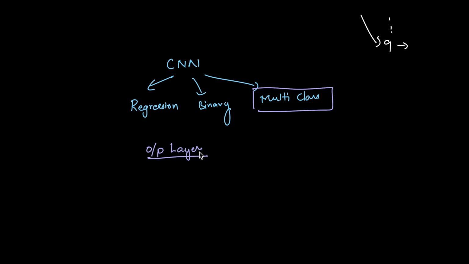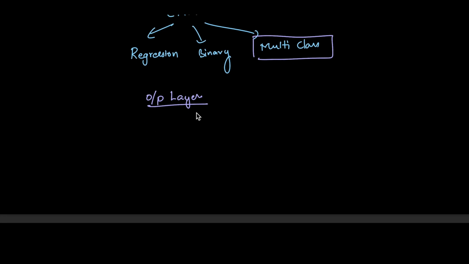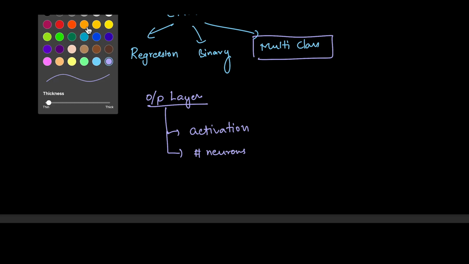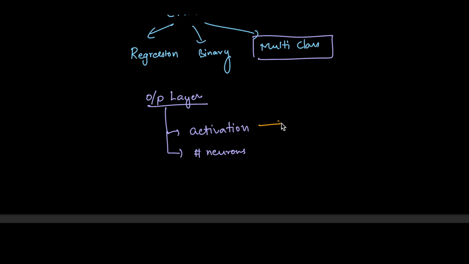And what are the changes that we'll be making in the output layer? First one is the activation function that will be changing. And the other thing that will be changing is the number of neurons in the output layer. So these two will be changing in the output layer. If it is a multi-class classification problem, then the activation function that we'll be using is softmax, whereas the number of neurons that we'll be using is 10. As this specific problem has 10 classes, we'll be using 10 neurons.